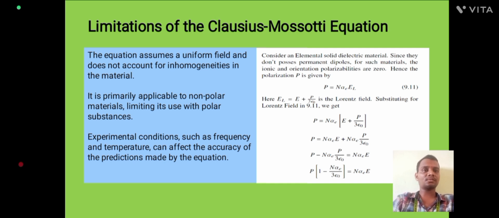Limitations of the Clausius-Mossotti equation. The equation assumes a uniform field and does not account for inhomogeneities in the material. It is primarily applicable to non-polar materials, limiting its use for polar substances. Experimental conditions such as frequency and temperature affect the accuracy of predictions made by the equation.